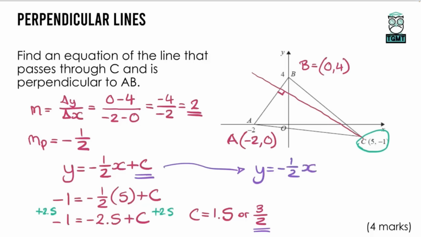-1/2 x plus 3/2. Now you can write those as decimals if you like. You can write -0.5x plus 1.5, but I tend to just leave the equation that I'm writing either as a fraction or as a decimal, but it's completely up to you as to how you write it. But there we go, there was dealing with perpendicular lines.